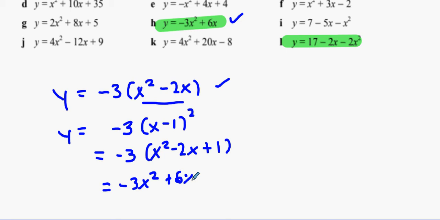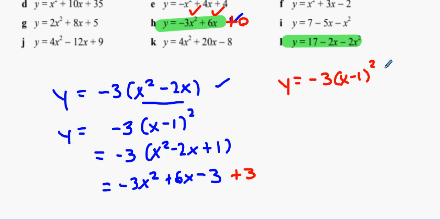Plus 6x minus 3. Now, Adam, what I wanted was minus 3x squared plus 6x, and I wanted a 0 at the end. So what can you do about that? Plus 3. Now, what's your equation going to look like now? Minus 3. Minus 1. Yeah, 3. All right.